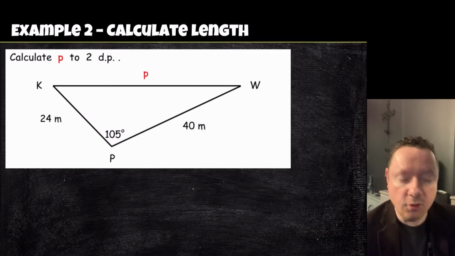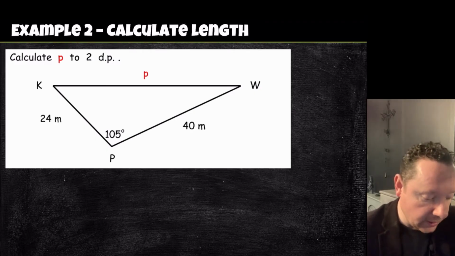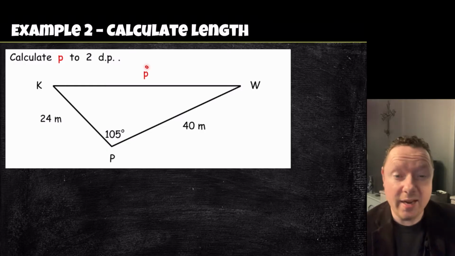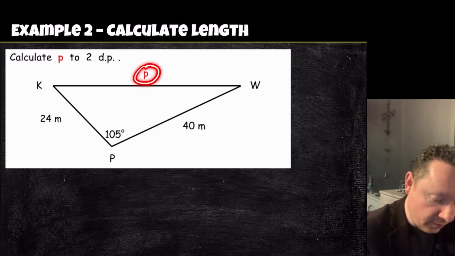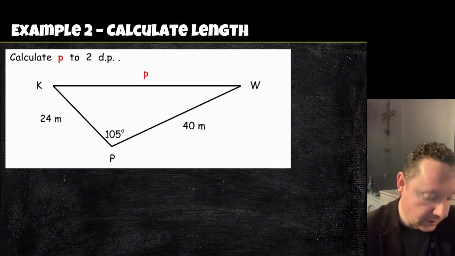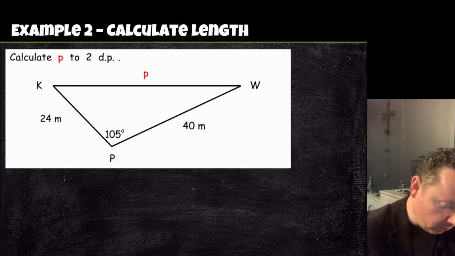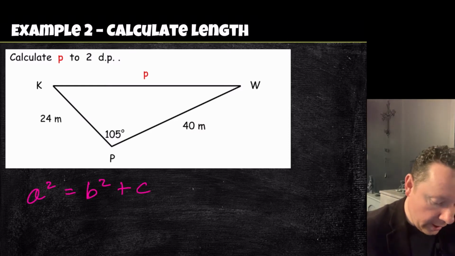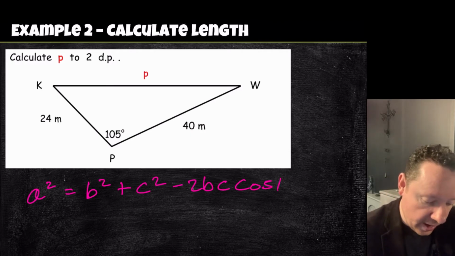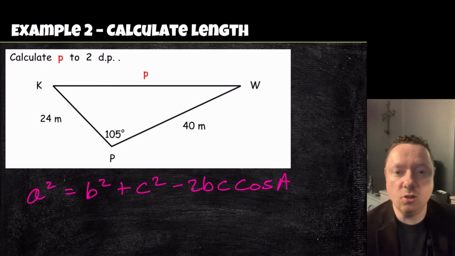To calculate the length using the cosine rule, this time it says calculate P to 2 decimal places. So again, how do I know it's a cosine rule anyway? I've got the side I'm missing, 1, then 2 other sides, 2, 3. 3 sides, cosine rule. Now this time, I'm going to write down the cosine rule for you, but you'll notice these letters are not in our triangle. A squared equals B squared plus C squared minus 2BC cos A.